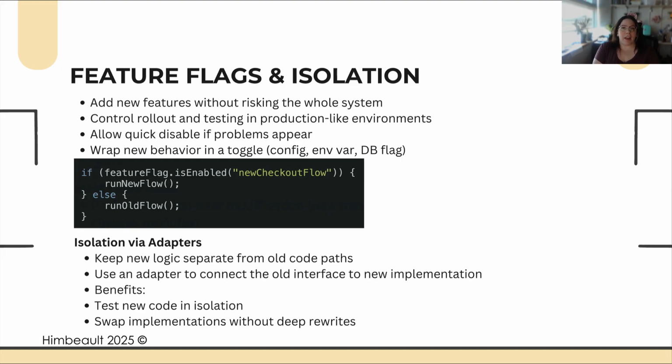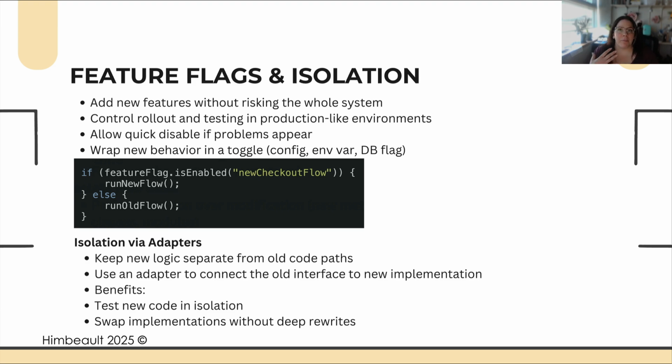Now, another tactic that we might want to take is to use feature flags alongside our isolation. Whenever we add new features, we want to be able to use a feature flag so that we can add it without risking the whole system. This allows us to control our rollout, and we can even test in production-like environments without having to worry about breaking everybody's environments. It also means that if some problem does occur, we can just really quickly re-disable the new feature and then figure out how to roll it back or what the heck is going on later. We definitely will need to, but this can prevent large long-term outages in our projects.